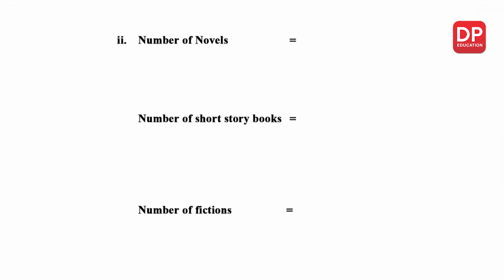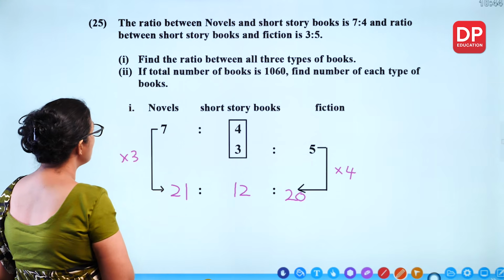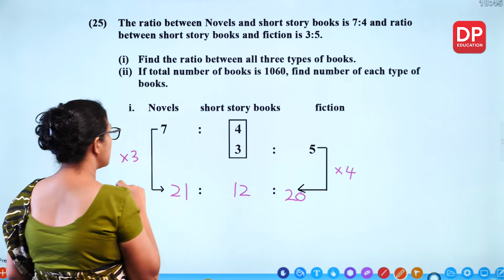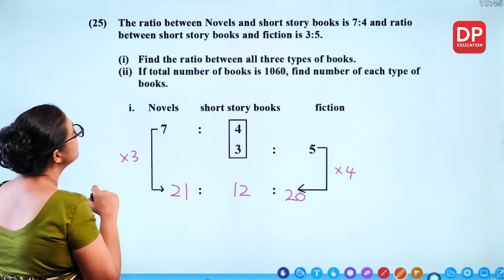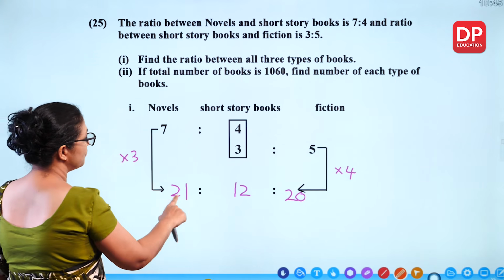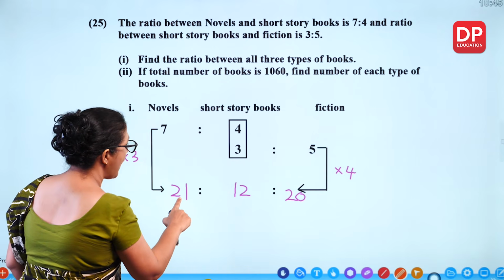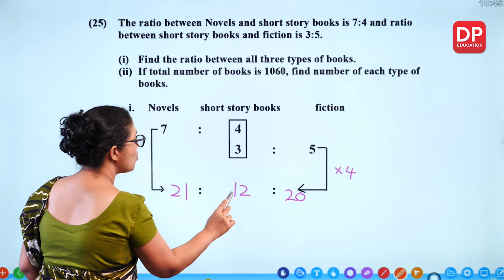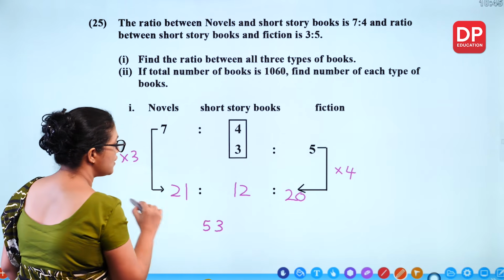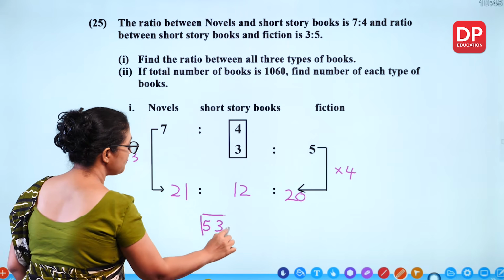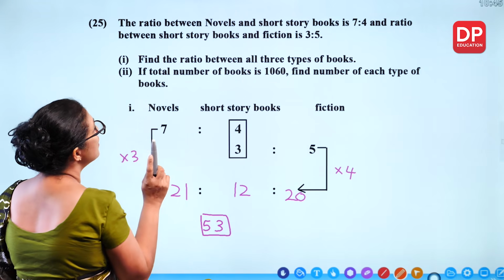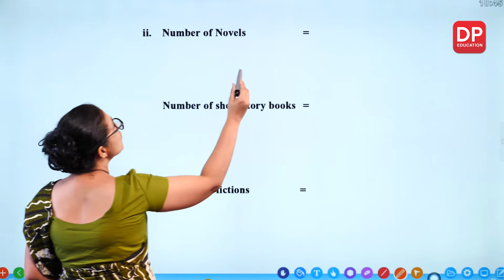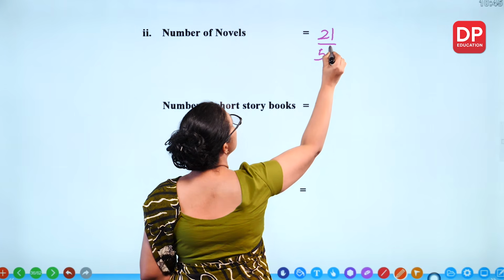So how can we find out the number of novels? Now the new ratio is 21 to 12 to 20. So what's the total number of parts? Add all these values: 21 plus 12 plus 20, that's 53. Total. As a fraction, novels are 21 out of 53.